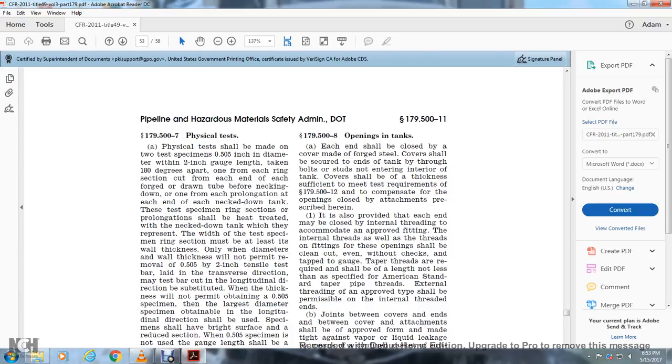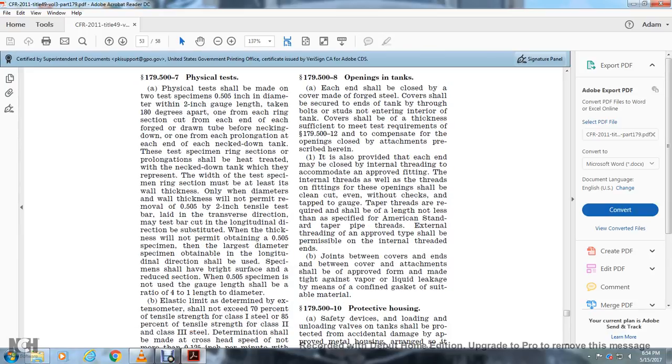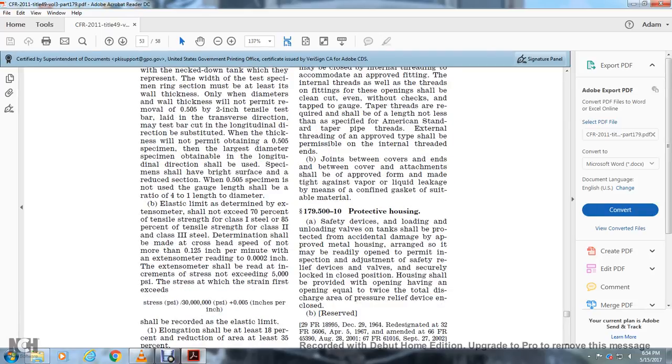If wall thickness will not permit the removal of a 0.505 inch by 2-inch tensile specimen in the transverse direction, a test bar cut in the longitudinal direction may be substituted. If the thickness will not permit obtaining a 0.505 specimen, the largest diameter specimen obtainable in the longitudinal direction shall be used. The specimen shall have a bright surface to reduce the section of 0.505 inch, and the gauge length shall be at a ratio of 4 to 1 length to diameter.